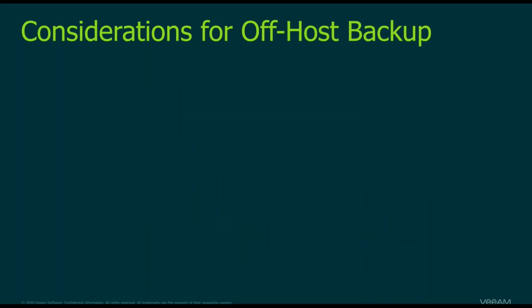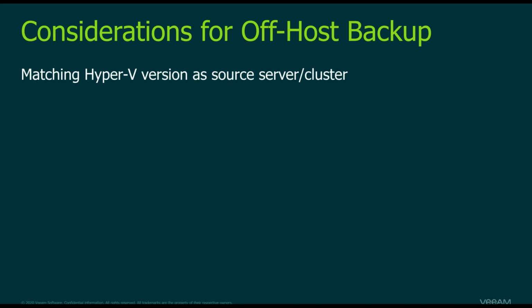Let's talk about off-host. There are a lot of requirements for off-host proxies, right? The first is that it has to be the same version of Hyper-V as the rest of your environment that you're protecting, right? What I mean by this is if you have mixed clusters, so you have a 2016 cluster, a 2019 cluster, and maybe a couple of old 2012 R2 hosts, and you want to use off-host proxies for all of them, you're going to need at least one 2012 host, at least one 2016 host, and at least one 2019 host, right? Any off-host proxy that's being used for Hyper-V backup must match the version that it is backing up from.